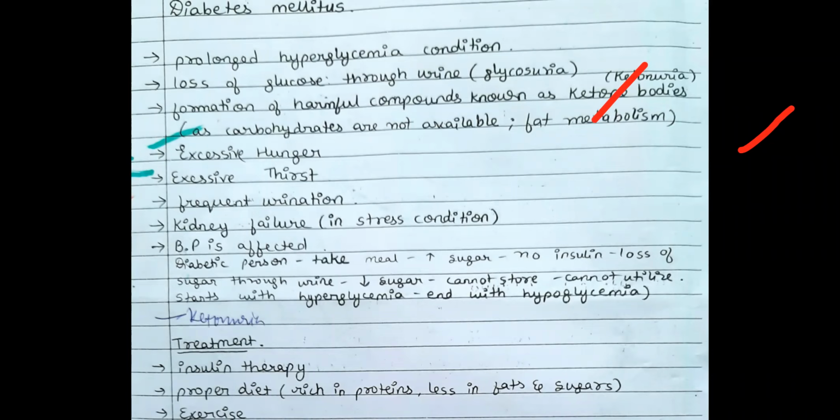Kidney failure, cataract, and BP issues. The second problem the diabetic patients face is a very interesting one. When they had enough sugar, they did not store it because they were lacking insulin action. Now, when they remove the sugar from the blood, they suddenly become hypoglycemic. Unko faint ho jaate hai. Unka sugar level suddenly down ho jaata hai.